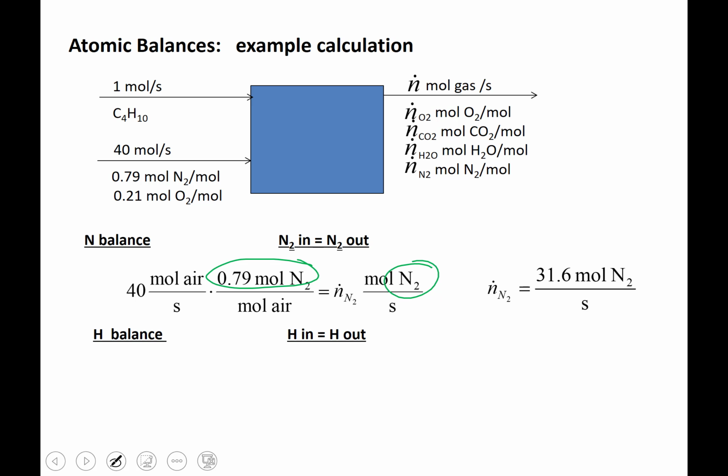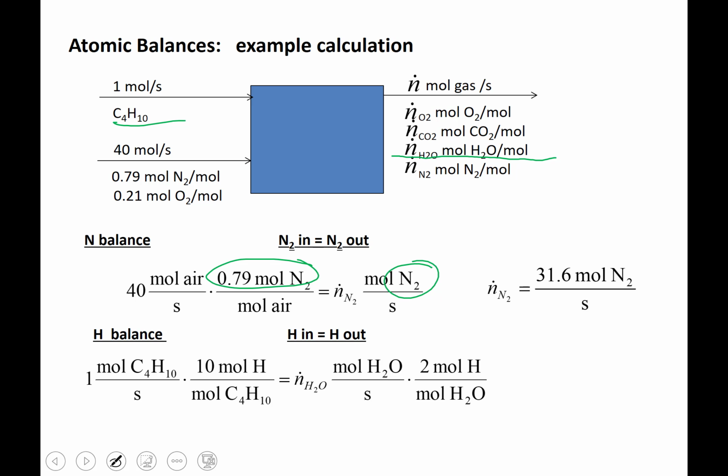Hydrogen balance. We have hydrogen going in and hydrogen going out. Hydrogen is easier to do than oxygen. It's better to do it first, so that you don't have multiple equations and multiple unknowns. Not that you couldn't solve them, but we tend to make mistakes. We're less likely to make mistakes if we just have a single calculation. So let's do the hydrogen balance.